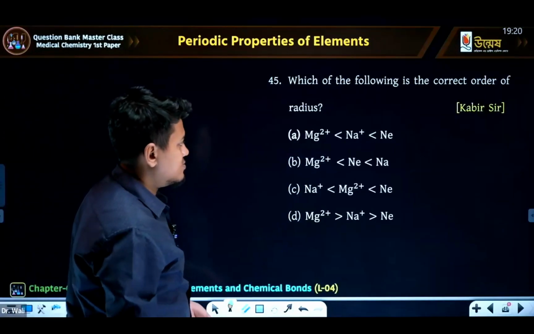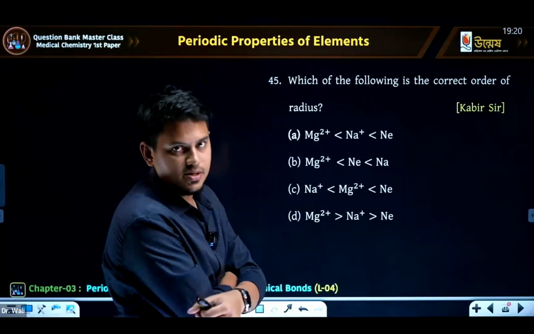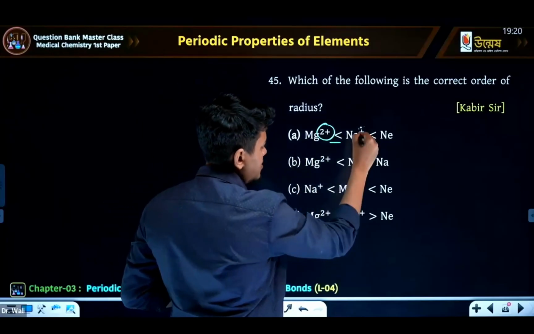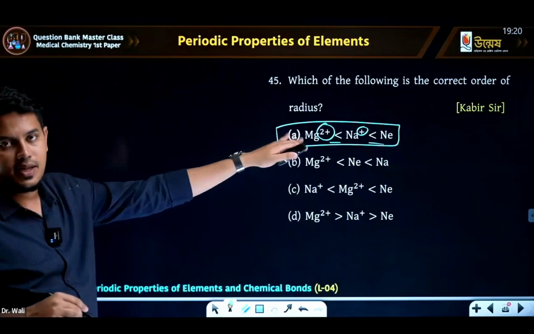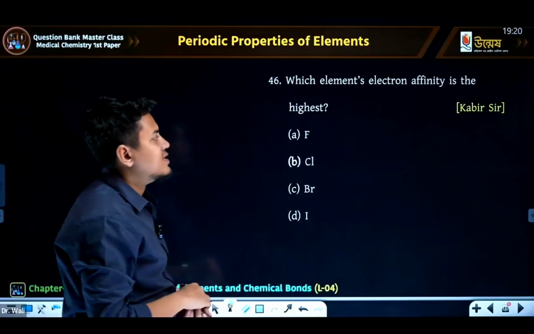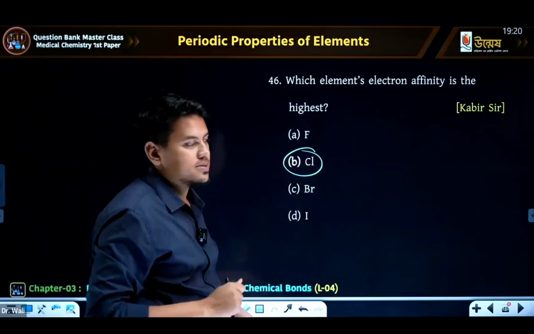Which of the following is the correct order of radius? To determine the correct order of radius, we need to look at the charge. 2, so less, plus, less. Okay, this one is the correct answer. All of them are isoelectronic. All of them carry 10 electrons. Which element's electron affinity is highest? Certainly chlorine. We have solved this 3 times.